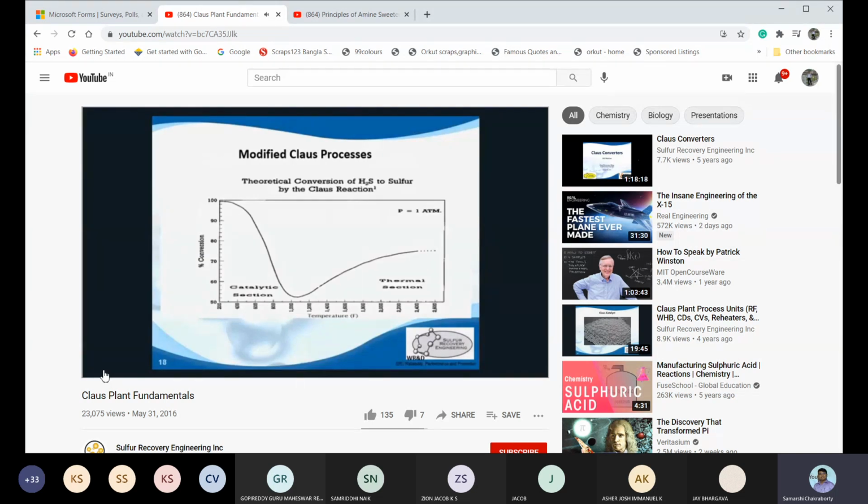Now we have a graph showing the temperature versus the conversion efficiency for the modified Claus process. And we can see here that for the highest recovery efficiencies, the Claus reaction is favored with a decreasing temperature.